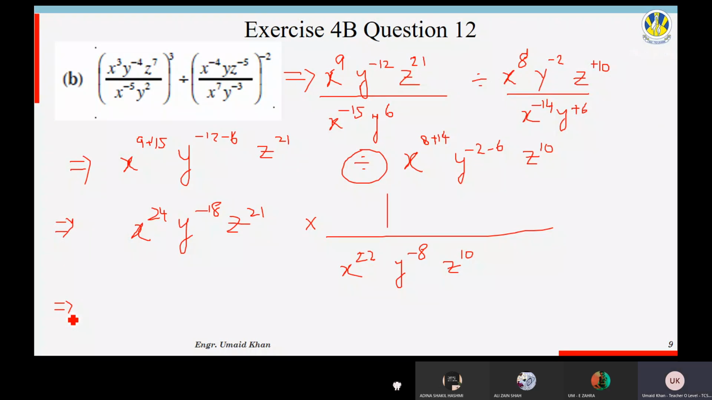No, we will subtract the values because x^22, y^-8 and z^10 are in the denominator. So the values will be subtracted. Hadia and Umezara, are you following? Any step which is not clear? Sir, everything is clear. Okay, what about Hadia? Yes, sir, it's clear.